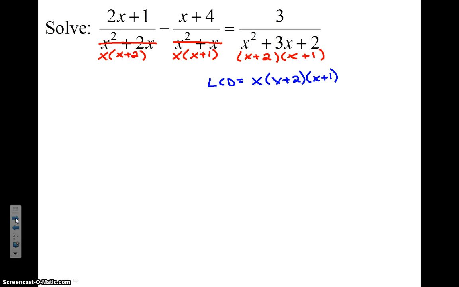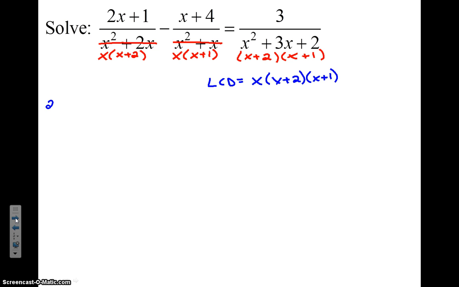The third denominator has the quantity of x plus 2 and the quantity of x plus 1. Both of those are already showing up in my LCD that I've written, so I don't need to write them a second time. Alright, so here's the kind of fun step, though fairly long here. We want to take what we originally started with and multiply each fraction by that LCD.